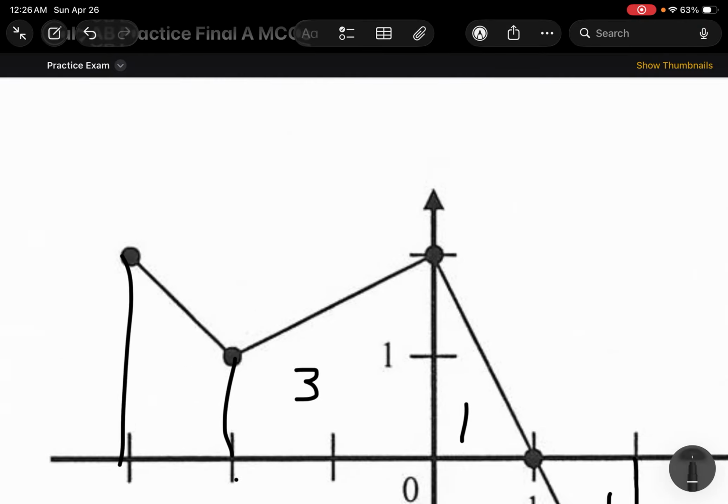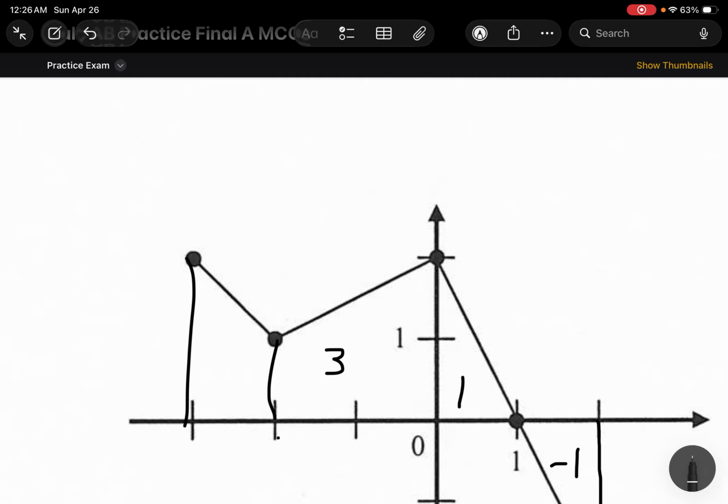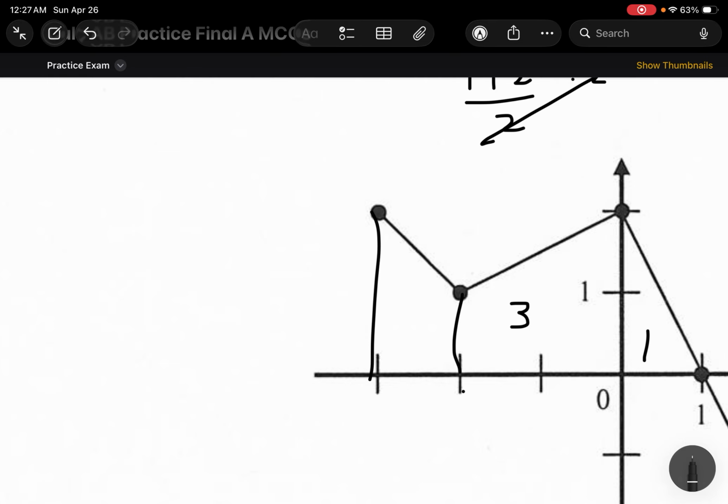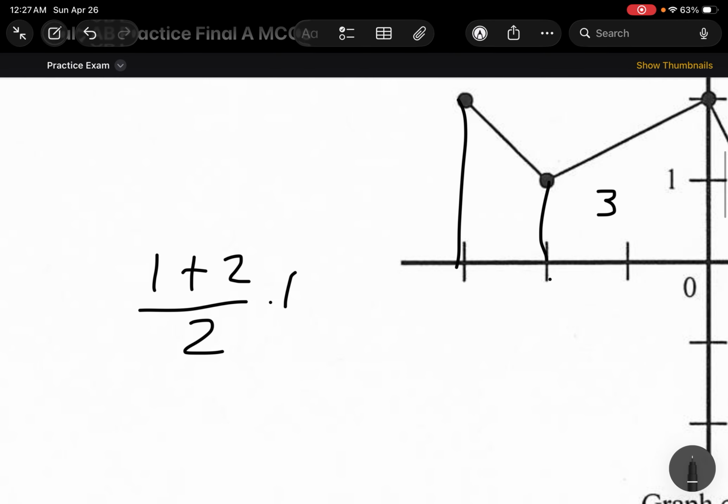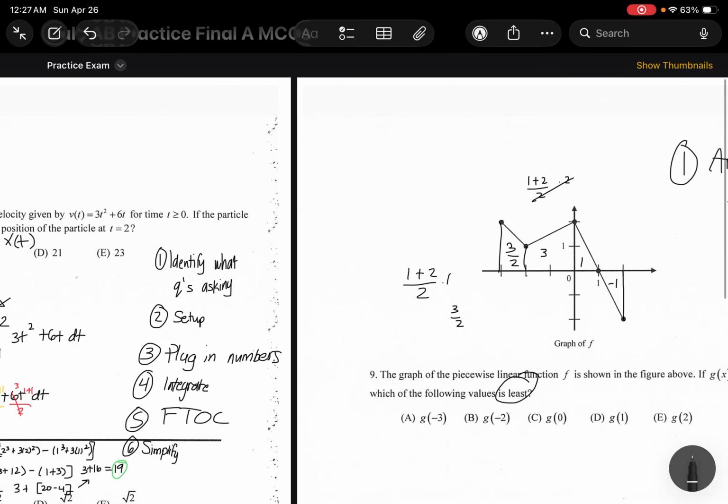Alright. So let's double check our math there. Base 1 is 1. Base 2 is going to be 2, divided by 2, times our height, which is going to be 2. Yep, that is correct. So for this one, base 1 is going to be 1. Base 2 is going to be 2, divided by 2, times our height, which is going to be 1. It's going to be 3 halves. This trapezoid is going to be 3/2.